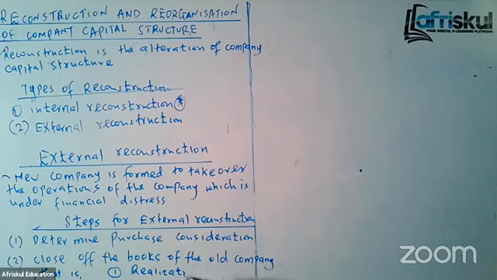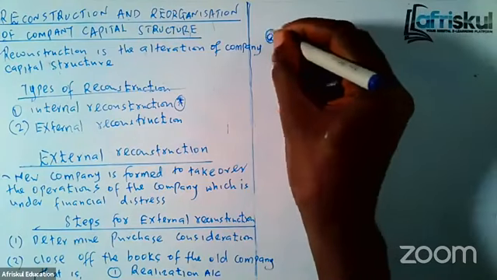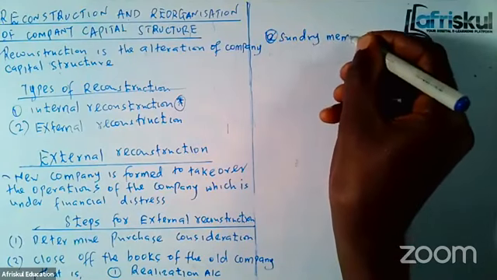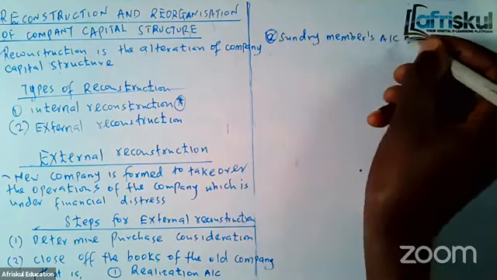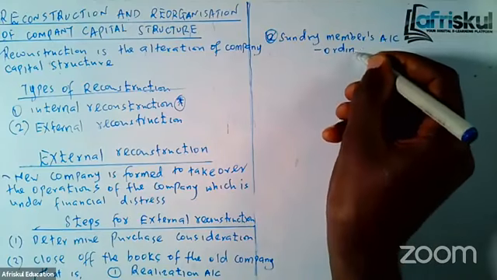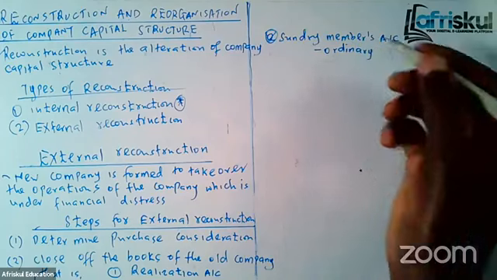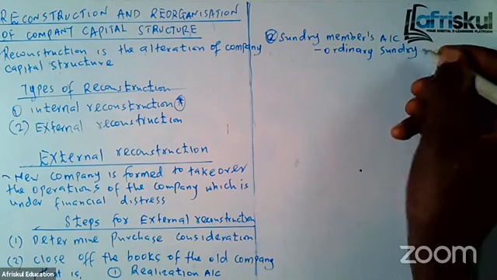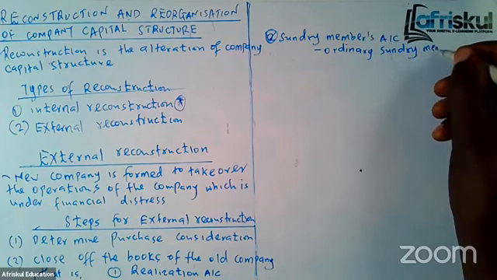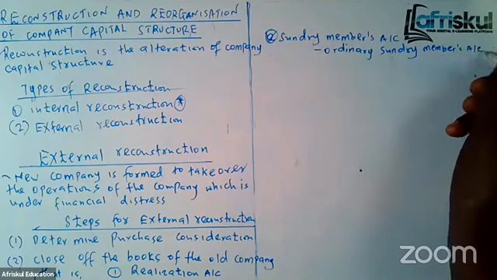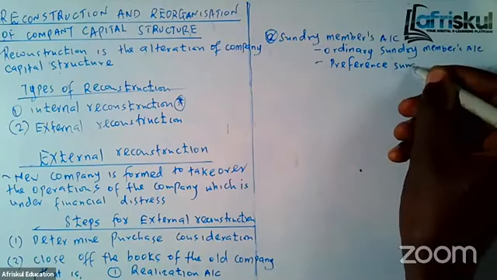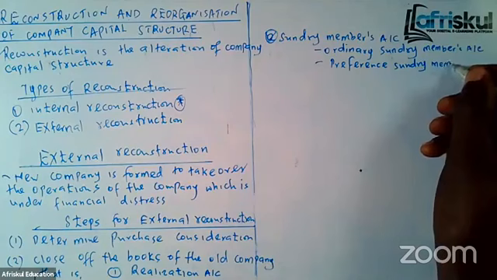So we have the realization account, so you need to close off the realization account. Number two, you need to close off the sundry members account. These are about the ordinary share capital, so this is not a funny thing. Maybe you see "sundry" and think it's something you have never come across. It's all about the ordinary sundry members account, then we have the preference sundry members account.